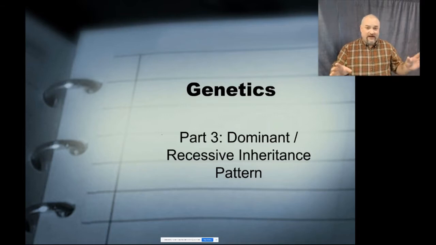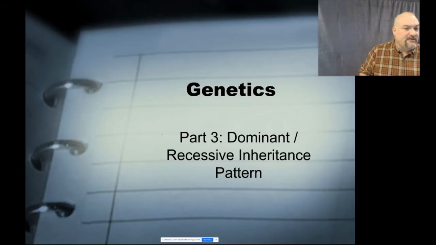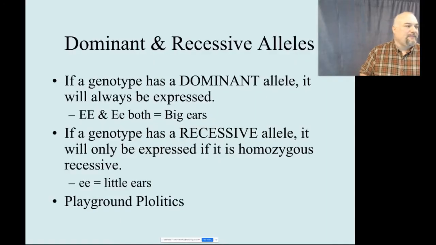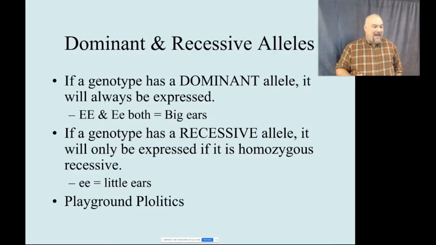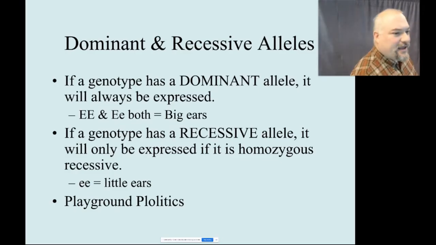There's a whole bunch of different inheritance patterns we're going to look at. The first one, the one that Mendel figured out first, was this dominant recessive one. So let's take a look. Okay. If a genotype has a dominant allele, it will always be expressed.